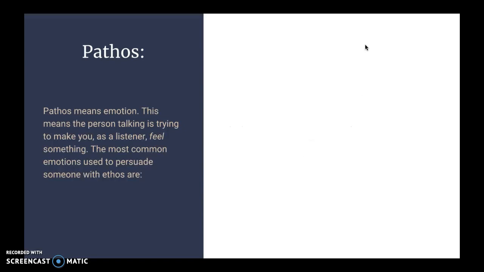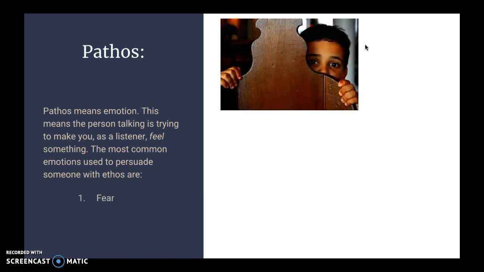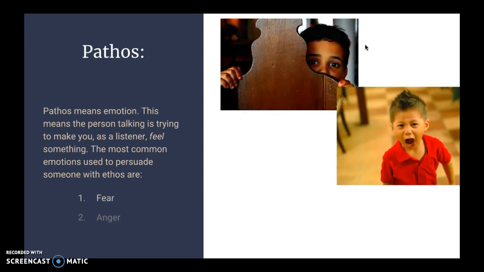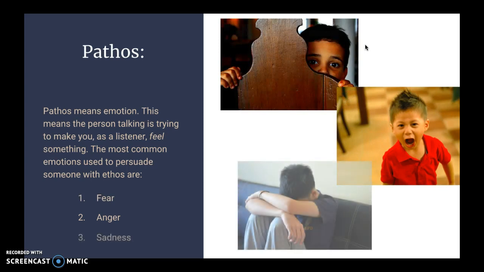The next logical appeal is pathos, and pathos means emotion. This means a person is trying to make you feel, as a listener, something. The most common emotions used to persuade someone with pathos are fear, anger, and sadness.